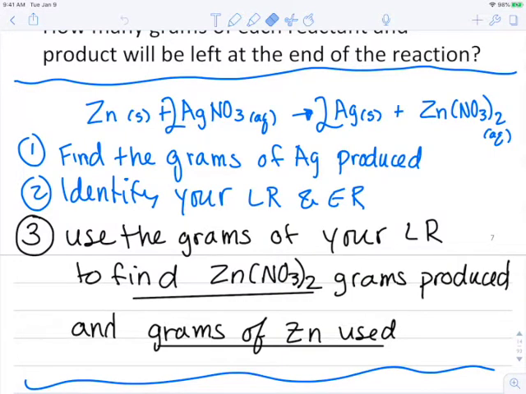I could have picked the other product as well. So my recommendation when you get this problem, if I say, hey, tell me about everything that's left over, start with one of your 2 products. And then once you get the limiting reactant, you're going to use that limiting reactant to find everything else. All right, so good question. Any other questions?